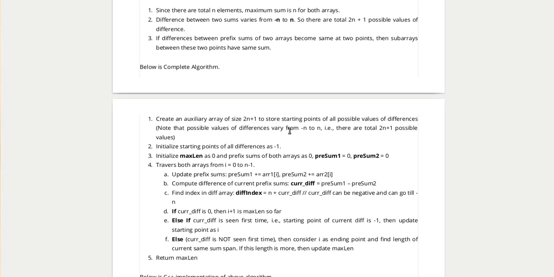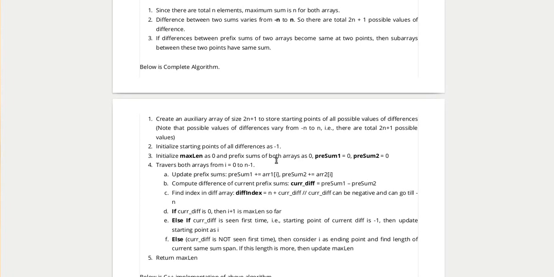We all know that there are minus n to n possible values, so there are 2n plus 1 possible values, and hence the size of our array is 2n plus 1. Initially we are just initializing all these elements as minus 1, basically to let us know that currently we have not come across this difference.